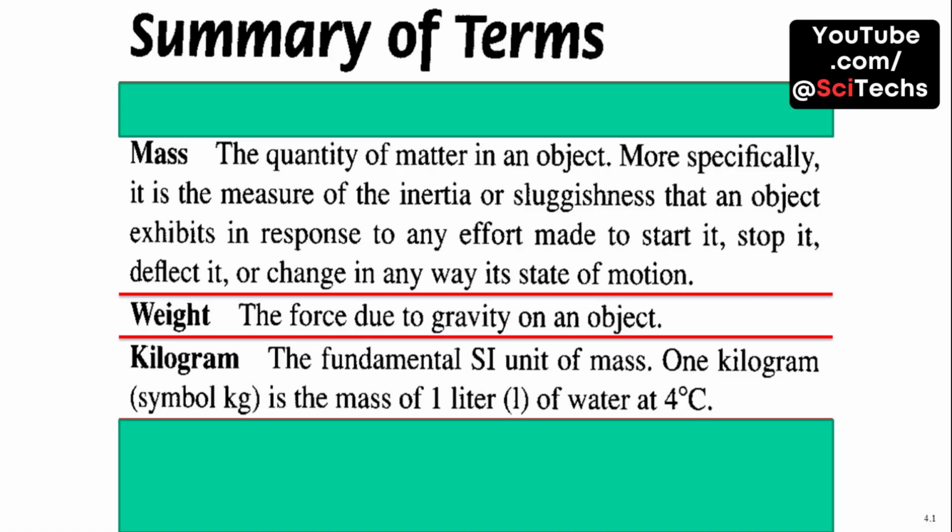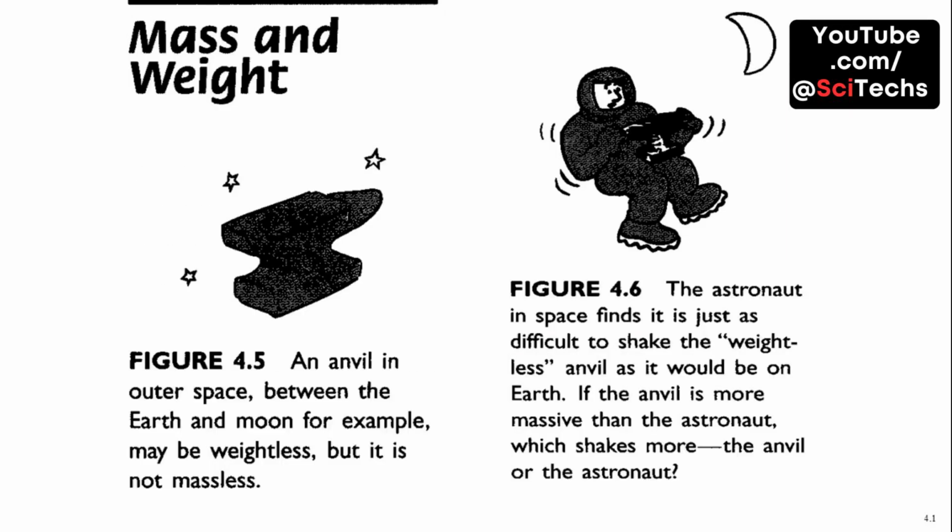First, let's define some key terms. Mass is the quantity of matter in an object, reflecting its inertia. Weight is the force due to gravity on an object. The kilogram is the fundamental SI unit of mass, equivalent to the mass of 1 liter of water at 4 degrees Celsius. Consider an anvil in outer space.